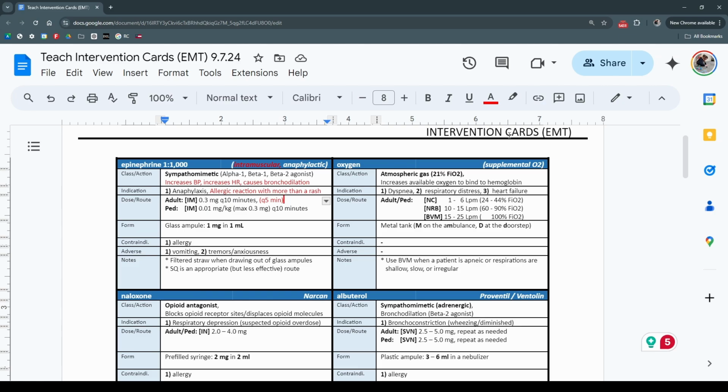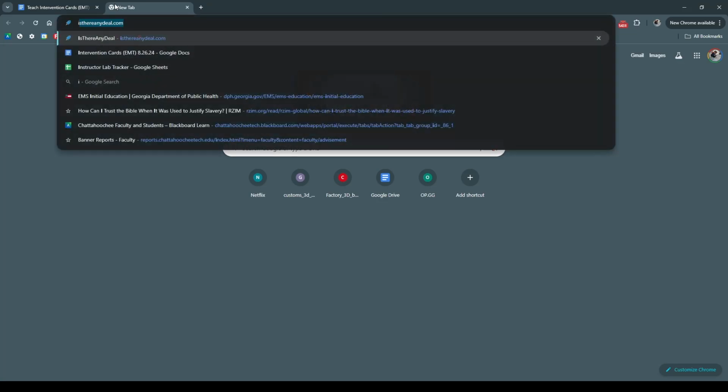So I don't mean to be confusing here, but it's a range, really, and I try not to teach in ranges too much. Adult, 0.3 milligrams every 10 minutes is okay. It's also okay to give every 5 minutes. Now, we're calling this IM, of course, intramuscular.